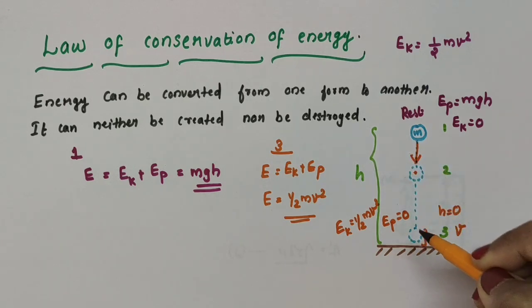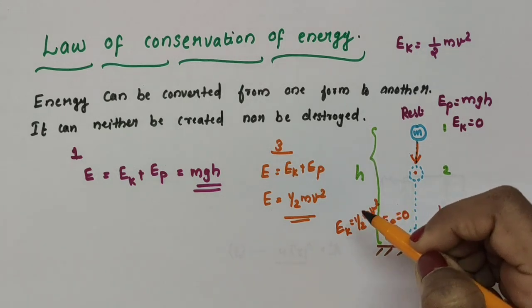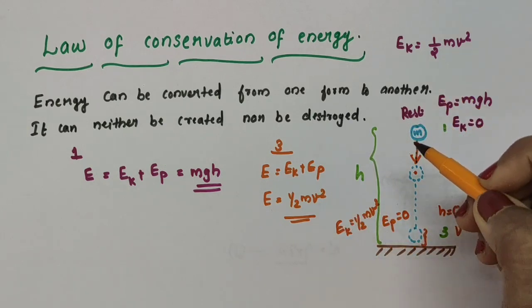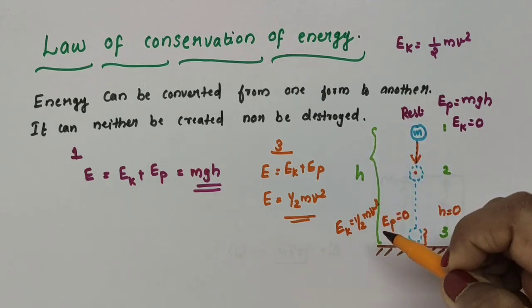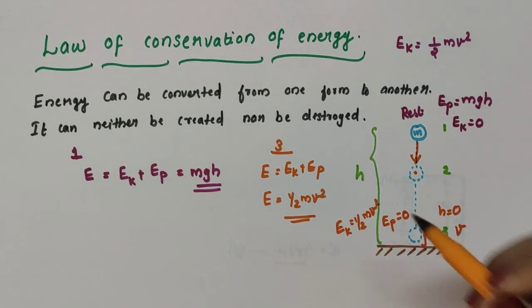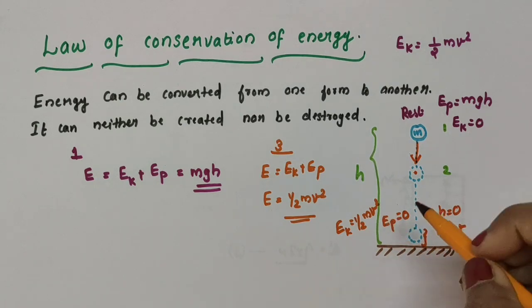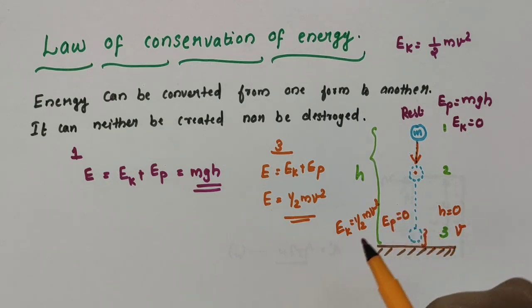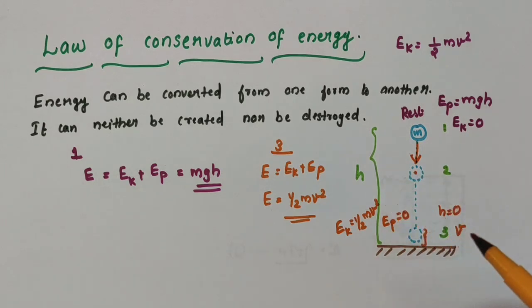When it reaches here in position 3, its potential energy actually becomes 0. Potential energy becomes the least and kinetic energy becomes the largest. So a form of energy has been converted into another form of energy, because potential energy has been converted into kinetic energy here. But according to the law of conservation of energy, its total energy remains a constant. That is, the sum of the potential energy and kinetic energy of the object would be the same at all points.